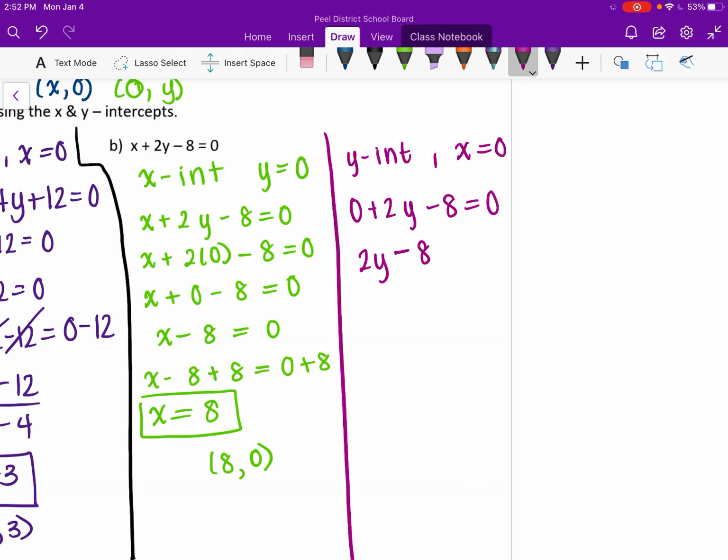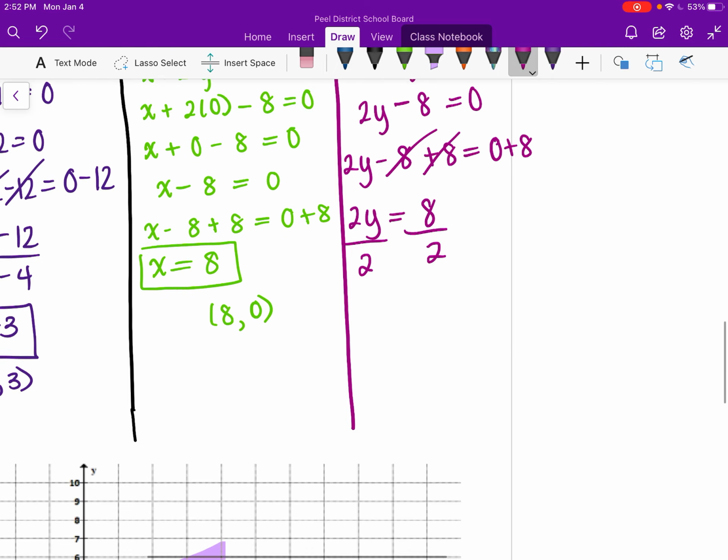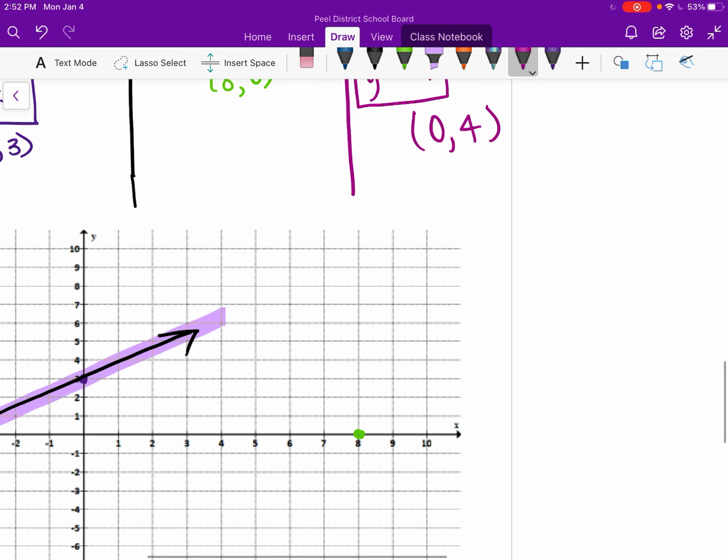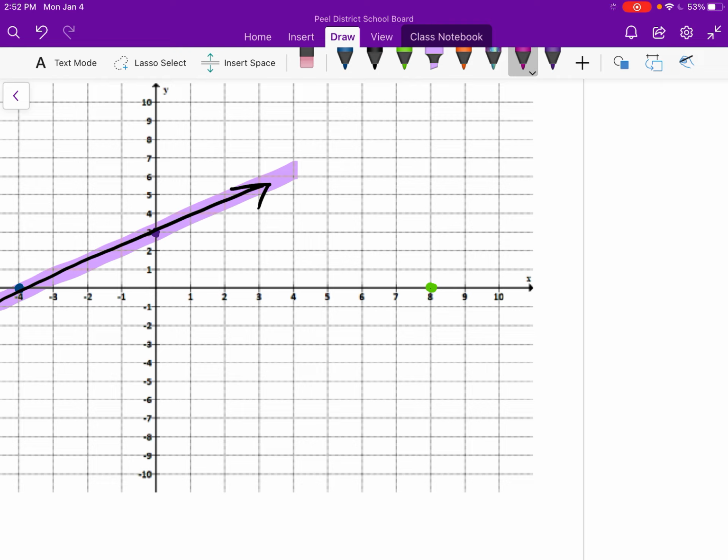2y minus 8 equals 0. I want to get the 2y by itself, so instead of negative 8, I'm going to add 8 to cancel those out. So 0 plus 8, whatever I do on one side, I got to do the other. 2y equals 8. I want to get the y by itself, so I want to get rid of the 2 by doing the opposite. So I'm going to divide both sides by 2 and get 4. So y is equal to 4, and 0 was the x. So 0, 4 is that intercept.